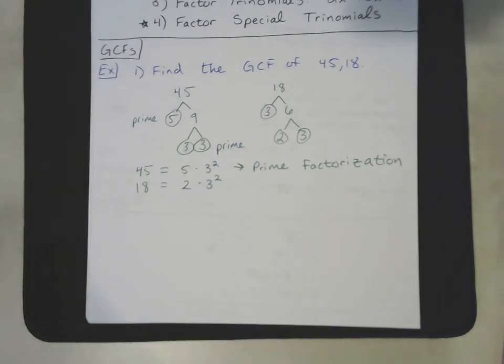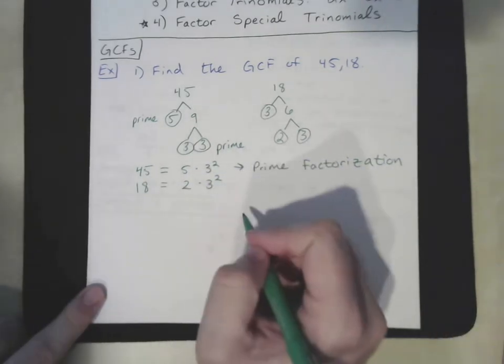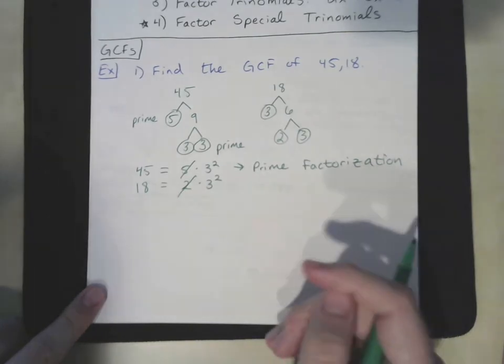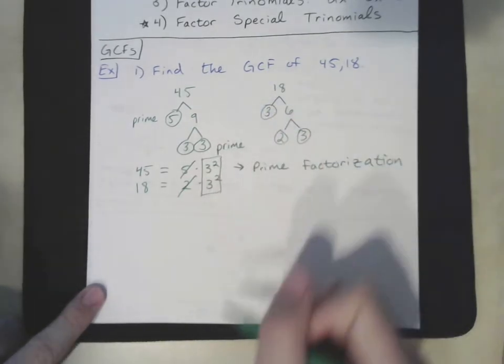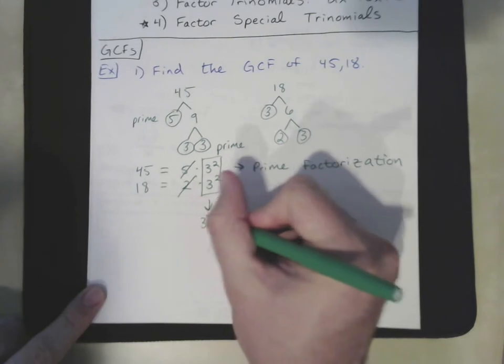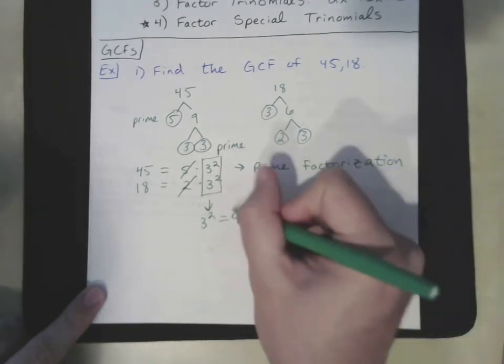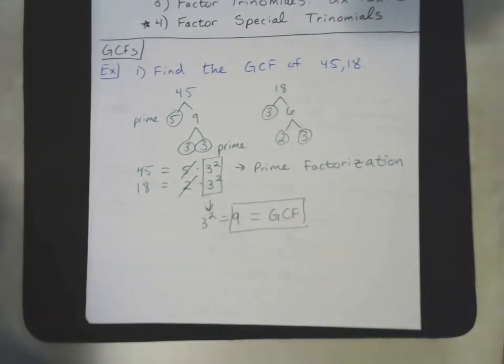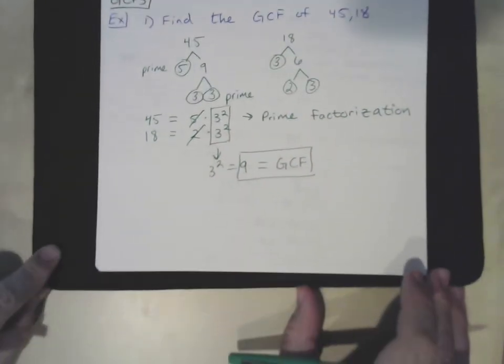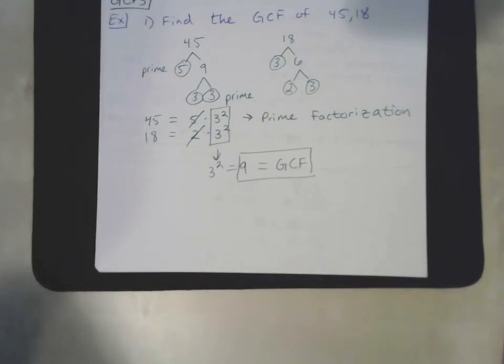At this point, like I said, this is the long way to do GCFs. You don't necessarily need to do it this way. If you can think of it in your head, most people will. And if you're not quite there yet, you will get there as you do more practice. The idea is you're looking for what matches, and you cross out what doesn't match. We see that both have a 3 squared, and so 3 squared, which is 9, is our GCF. That's how we handle finding GCFs the long way.